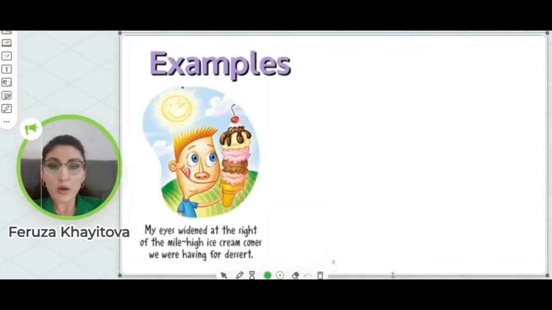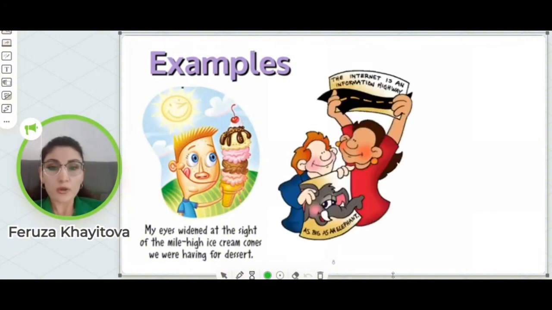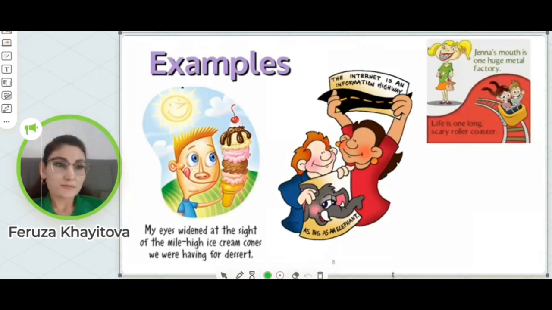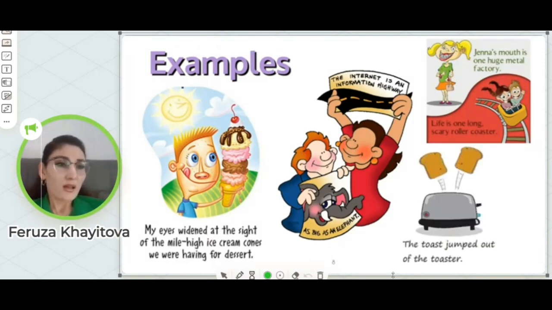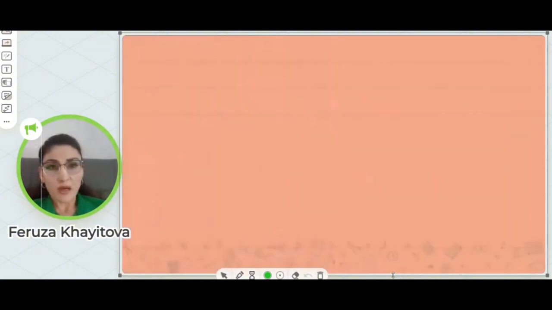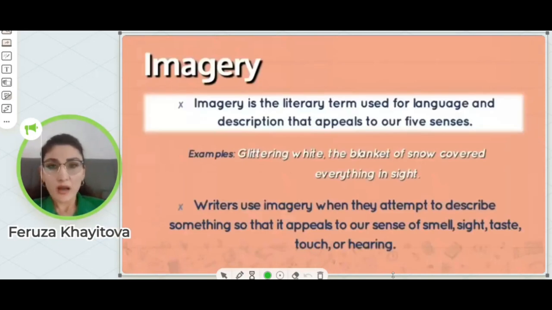Examples: my eyes widened at the sight of the mile-high ice cream cones we were having for dessert. The internet is an information highway as big as an elephant. Jan's mouth is one huge metal factory. Never Jan's mouth metal factory. It's exaggerate meaning, like a metal factory. Life is one long square roller coaster. The toast jumped out. The next device, imagery.